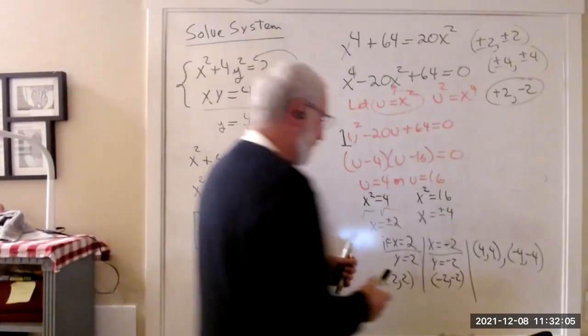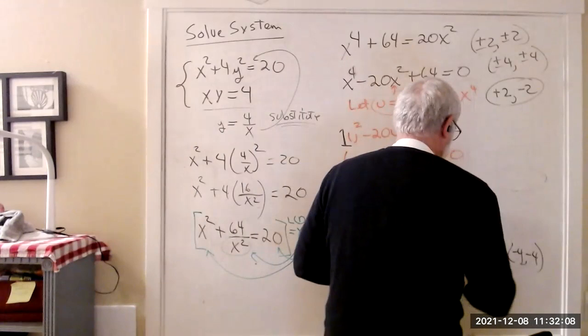Professor, I have a question. Yeah. For the 4, wouldn't the y's be 1 and -1, not 4 and -4? Oh, you're right. Thank you.